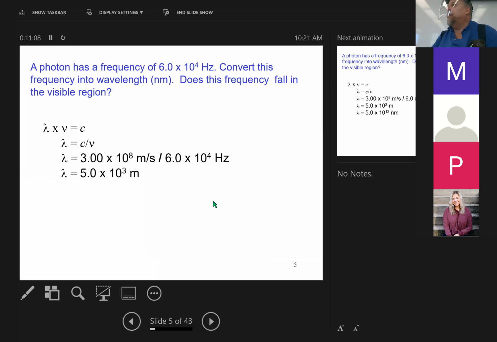That's the speed of light. Yes, that's all the time, yes. And they'll be giving it to you. You just have to practice these problems, okay?